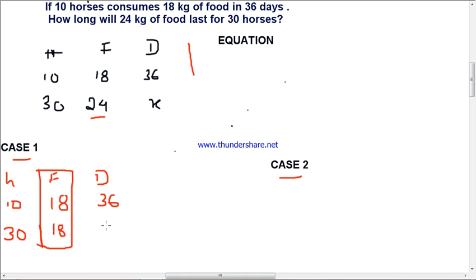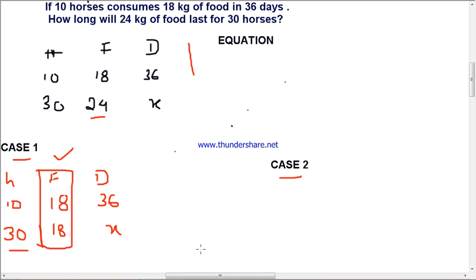You assume it's constant, and then you find what kind of variation this is. 10 horses is there. The first process is keeping the food constant. 10 horses will consume 18 kg of food, and it will last for 36 days. Whereas there is another set where you have kept 30 horses, and again the food is 18 kg only. How long will the food last? It's common sense. In one place you have 10 horses and the quantity of food is the same, 18 kg only, and it lasted for 36 days.